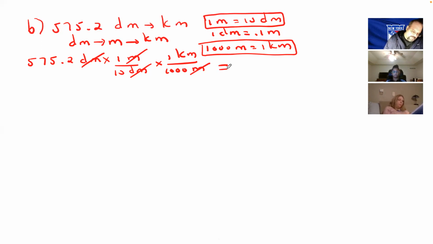So we're going to end up moving the decimal point. And again, I would use a calculator to do this. We should move the decimal point 4 places. So I should end up with 0.5752 kilometers. So meters to 1, 2, 3. Yeah. So just double check. 575.2 divided by 10 divided by 1,000. Yep, 0.05752 kilometers. All right, questions about that?